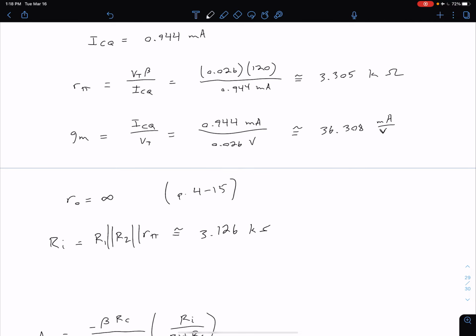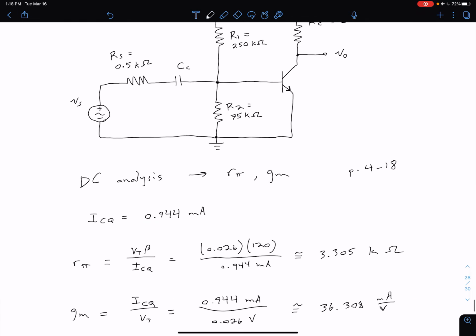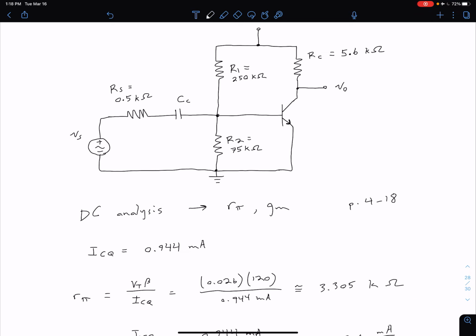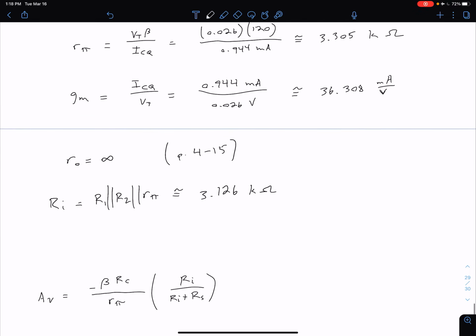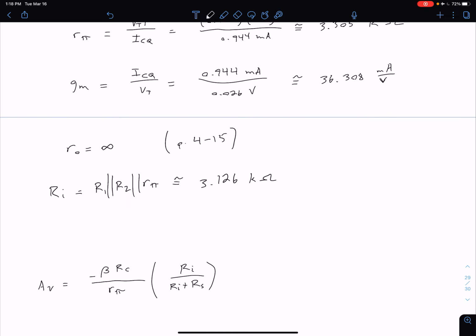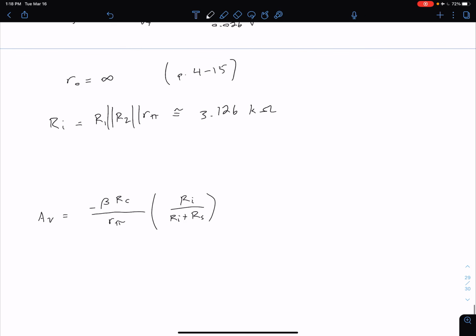So the parallel combination of all of those is going to give us approximately 3.126 k ohms. And we can expect that because we see R1 and R2 are so much bigger than R pi that R pi is going to be dominating that parallel combination. So it's just going to be a little less than the smallest one in parallel. So now we have all our values and we're ready to plug into this expression here.